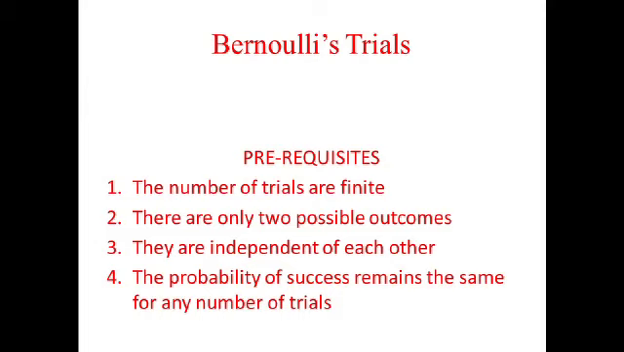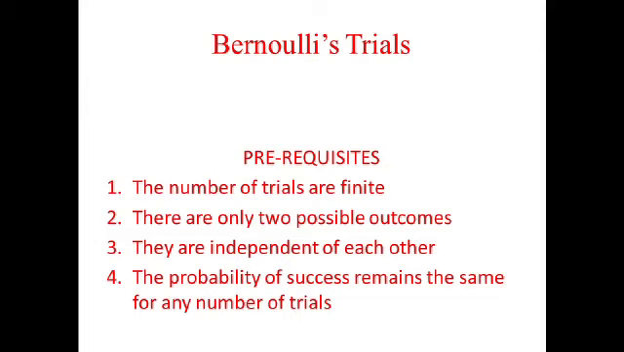So that's called dichotomous alternatives. Third condition, the trials have to be independent of each other. You throw a coin once, getting a head. The probability is half. Throw a coin again. Again, the probability remains half. So the probability of getting a head in the second trial is independent of getting a head in the first trial.